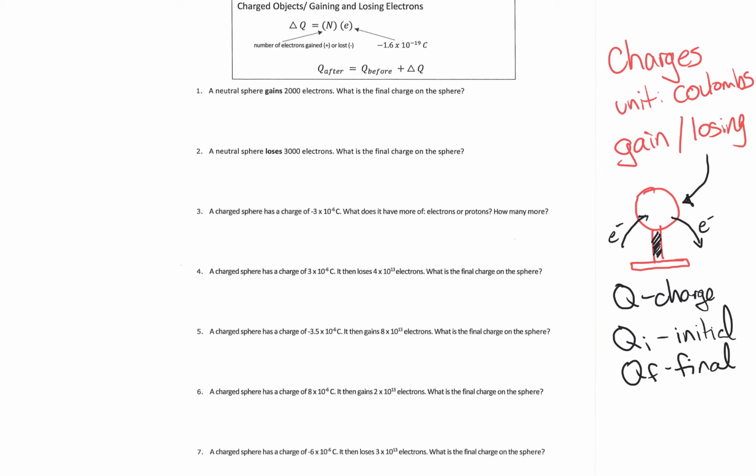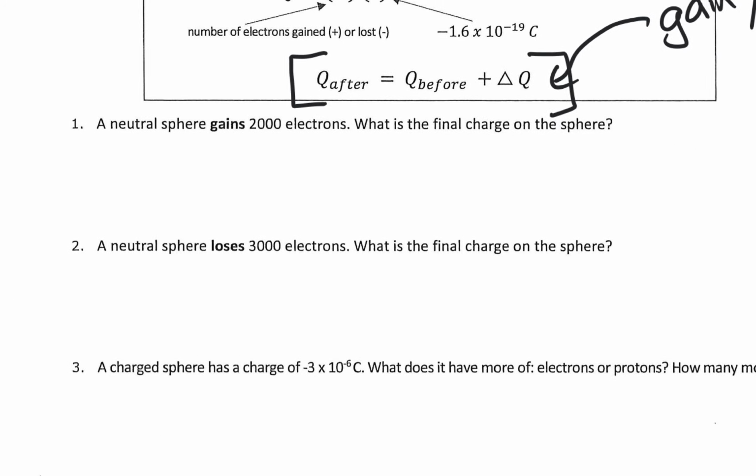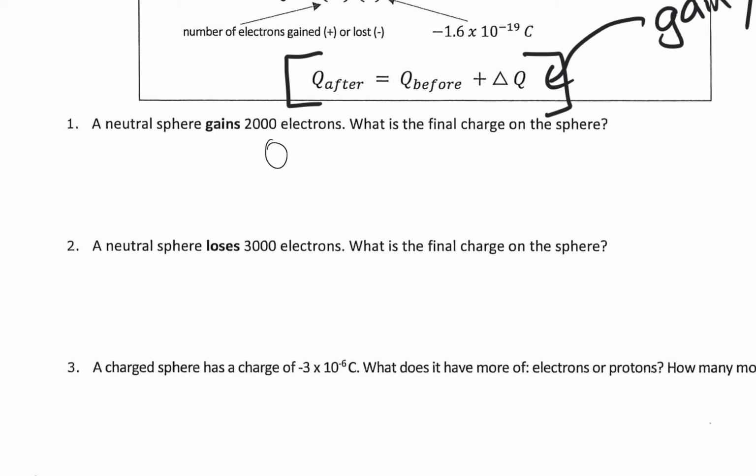So how do we go about tackling them? Well, there are two relationships that we're going to be using. This is the main one. This main one says that the Q after, that's Q final, equals the Q initial, whatever you start with, plus or minus delta Q. And what is this delta Q? This means the gain or the loss. So let's set this up. Q final equals Q initial, gain or loss.